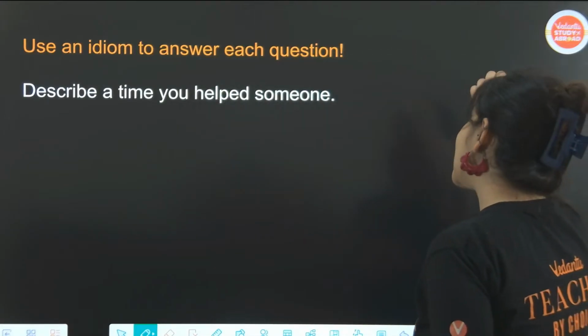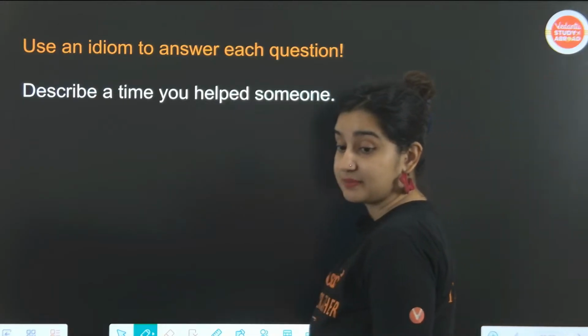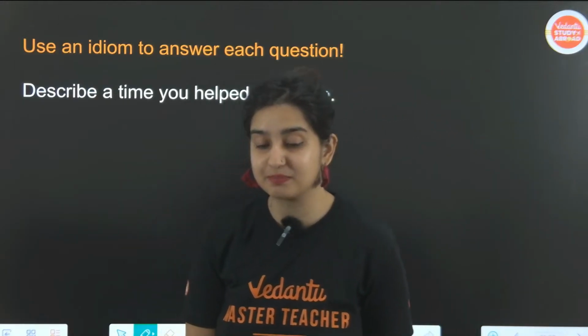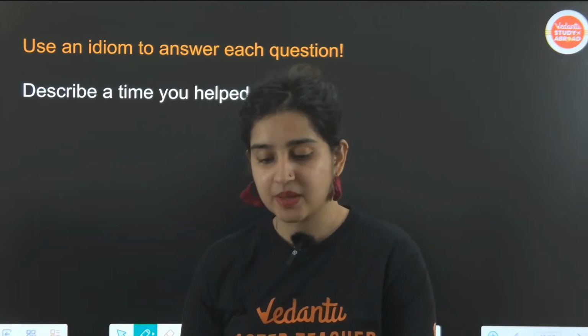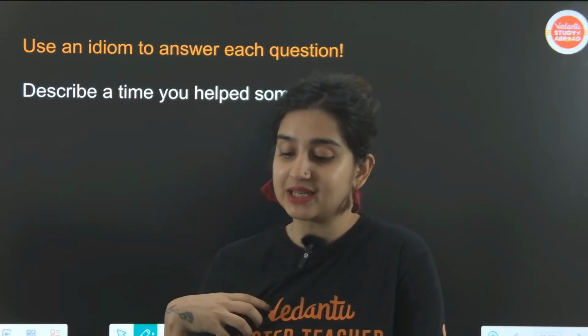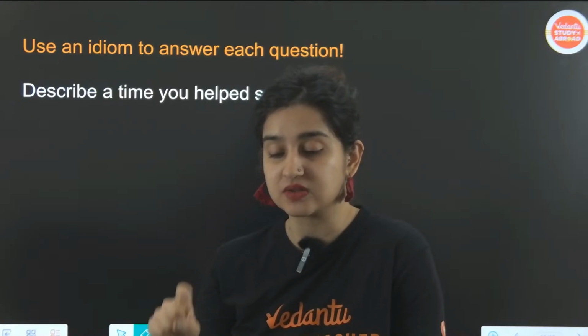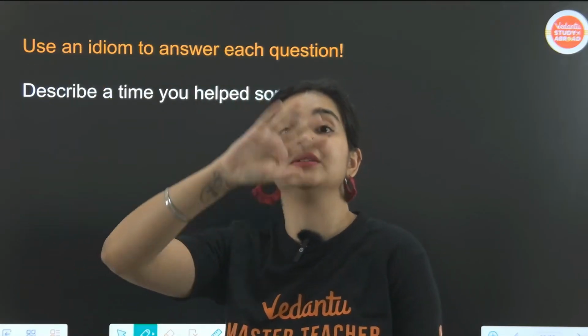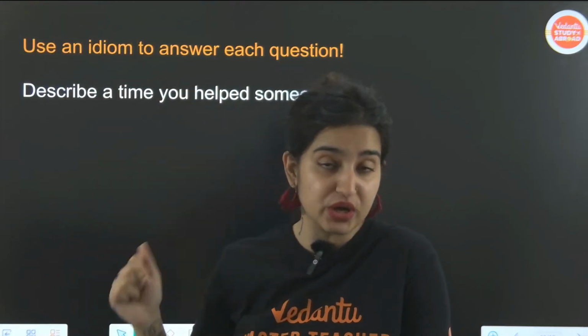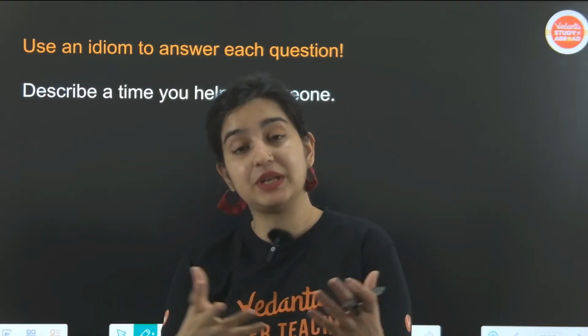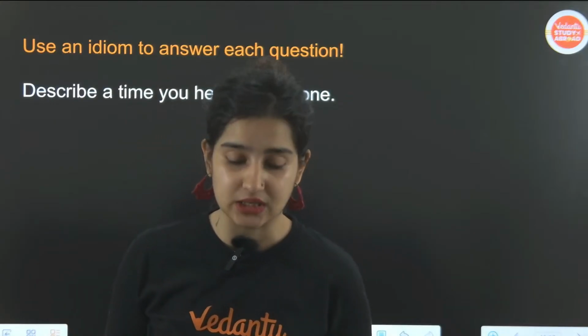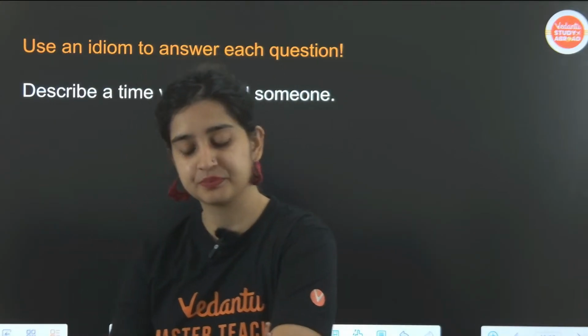Last one, describe a time you helped someone. Describe a time you helped someone. My own company means spending time with myself. Company has two meanings. One is the organization, the place that people work for. The other is the people around you, the people that you're spending time with. That is your company, the company you keep. All right?